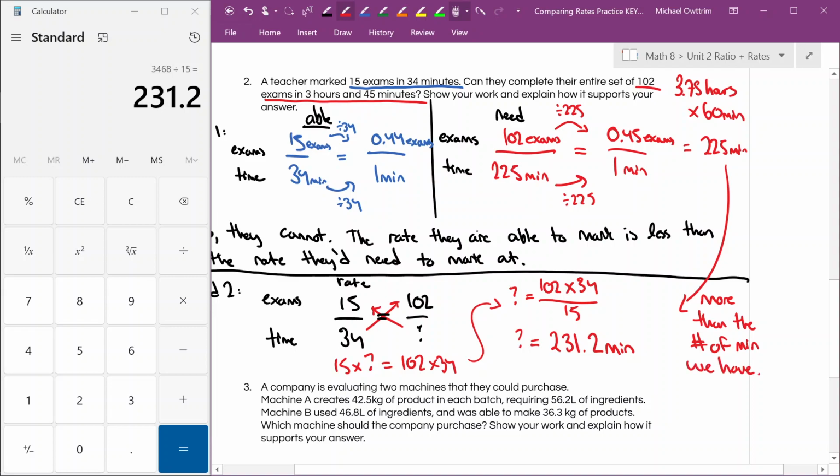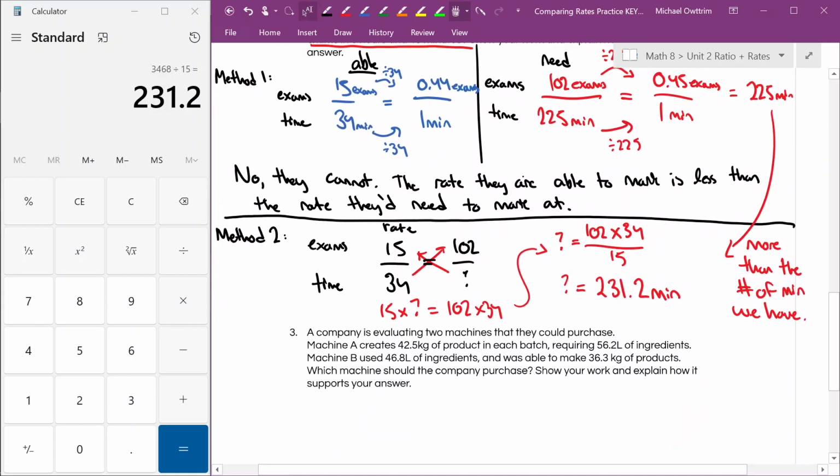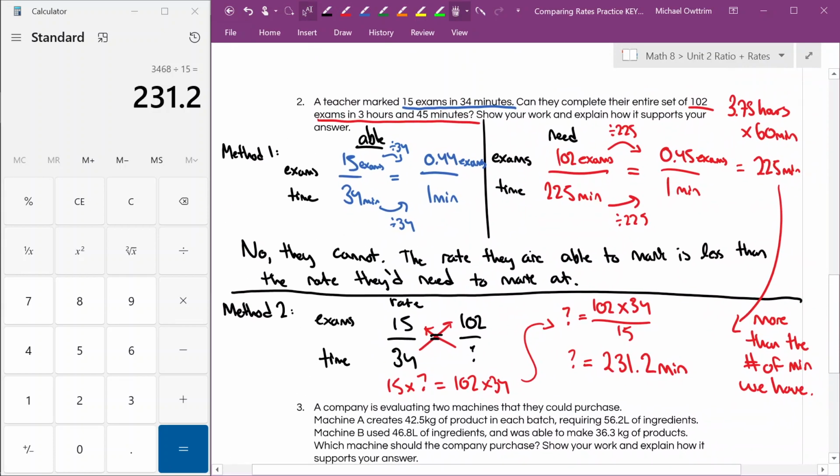We only have 225 minutes, you need 231. So again, obviously you're not that far off, but it would take you too long to mark your 102 exams. So I hope that's helped you understand some of the ways that we can solve problems where we use a unit rate to compare two values.